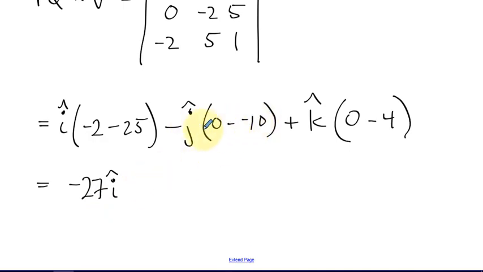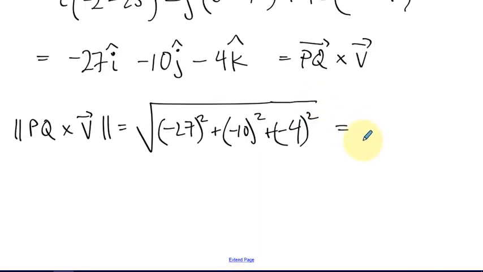That's a 10 and then a minus, so I have a minus 10j. So yeah, there's just arithmetic, but it's tempting to go fast and then very likely to make an error. So then I have minus 4 times k. So this is the cross product, but what I need in this formula for distance is the magnitude of the cross product. So finding the magnitude, I get 845 when I add that up.